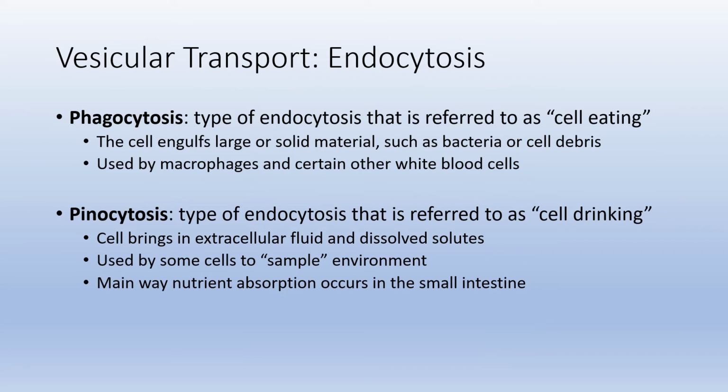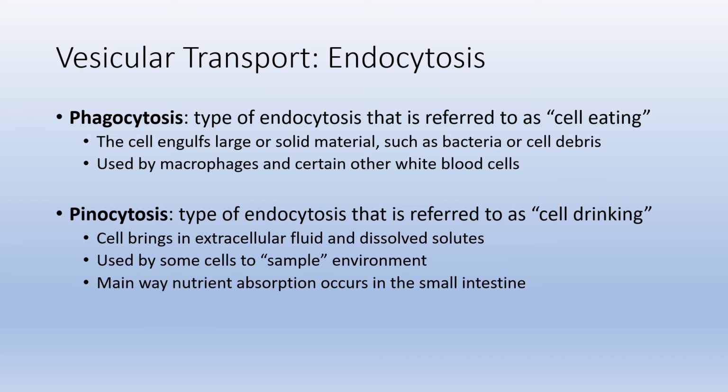There are 2 types of endocytosis. They're going to differ in the type as well as the amount of material taken up and really the means of uptake. The first type is known as phagocytosis, and we think of this as cell eating. We will see phagocytosis when a cell is going to ingest a large or solid material like bacteria or cell debris. Phagocytosis is typically used by cells that are going to destroy whatever it has ingested, like white blood cells.